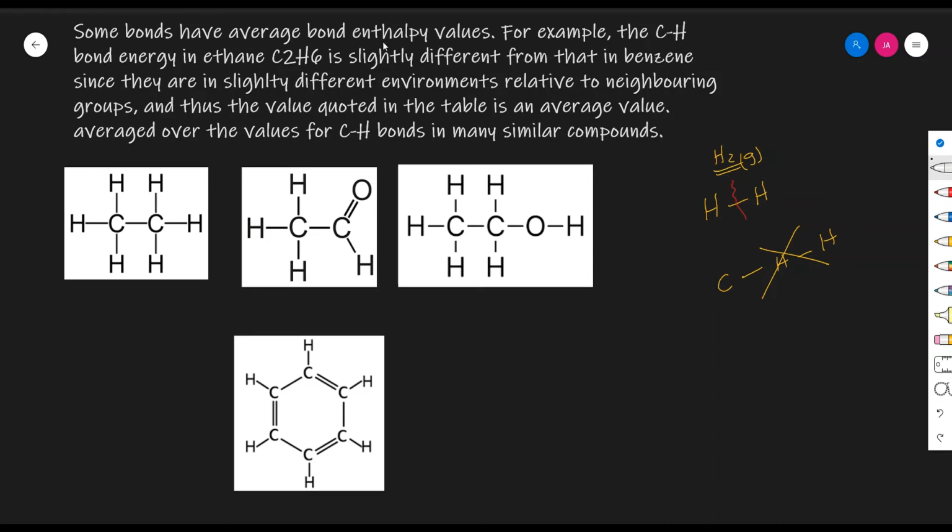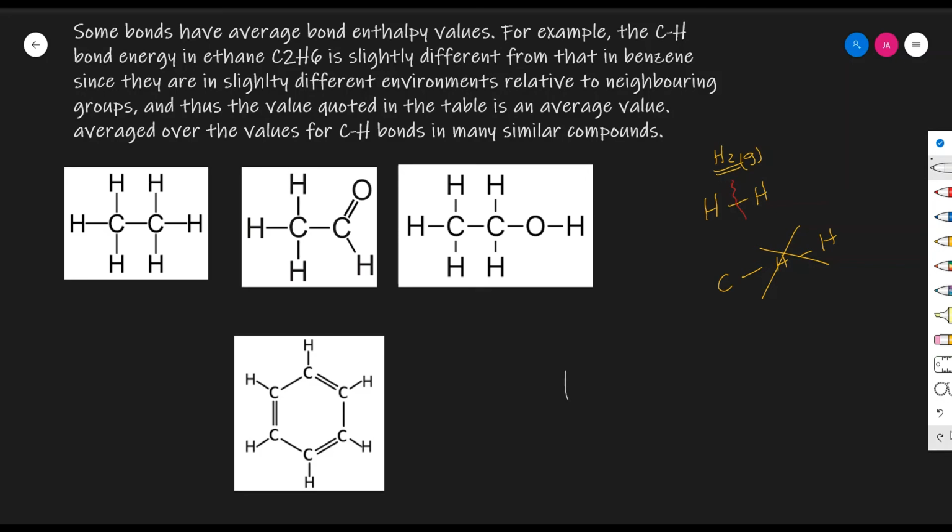Some bonds have average bond enthalpy values. For example, the CH bond energy in ethane, this compound here, is slightly different from that in benzene due to repulsive forces, as I discussed, since they are in slightly different environments relative to neighboring groups, and thus the value quoted in the table for the CH bond is an average value, averaged over the values of the CH bond in many similar compounds.